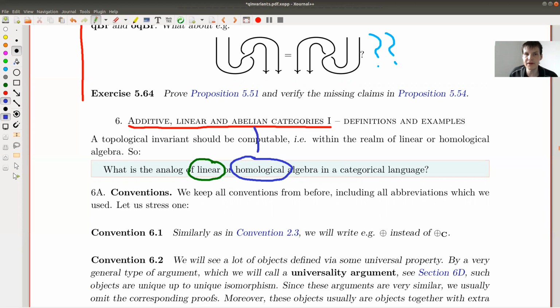This is usually phrased in terms of abelian categories. So homological algebra is kind of abelian categories, and linear algebra is more like additive and linear categories. And they're much easier to define than abelian categories. So we will see this. I will start, of course, with the easy ones, with the linear categories, but at one point we can't avoid talking a little bit about abelian categories as well.